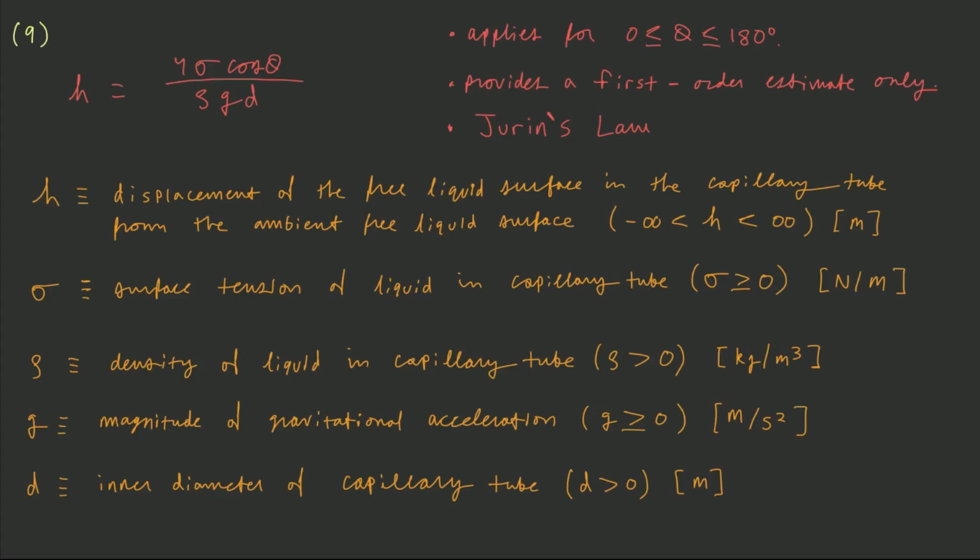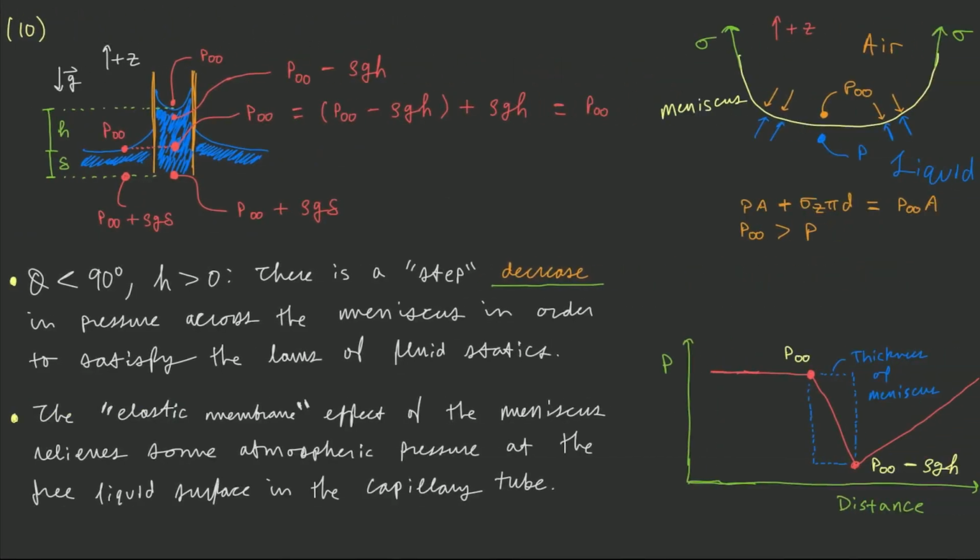So for the final part of this analysis, we're just going to examine the pressure distribution through the capillary tube for the various cases. So we're starting here on the formalism of Jurin's law, and we'll proceed to the next slide, which is going to start looking at that pressure distribution.